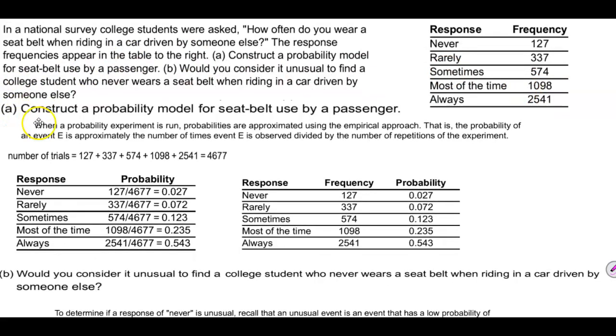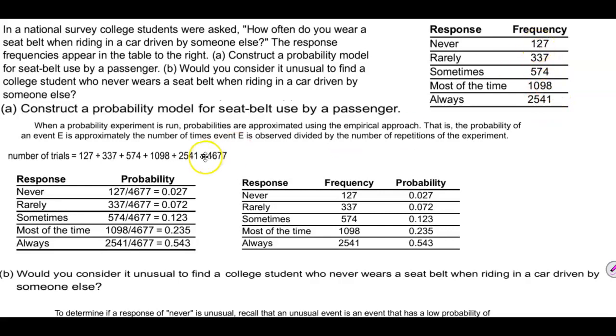Now the first question says that we want to construct a probability model for seatbelt use by a passenger. Now when a probability experiment is run, probabilities are approximated using the empirical approach. That is, the probability of an event E is approximately the number of times event E is observed divided by the number of repetitions of the experiment. So we need to find the total of that column for the frequency.